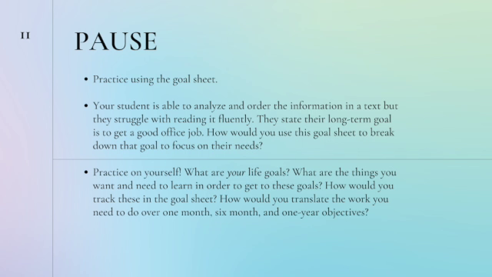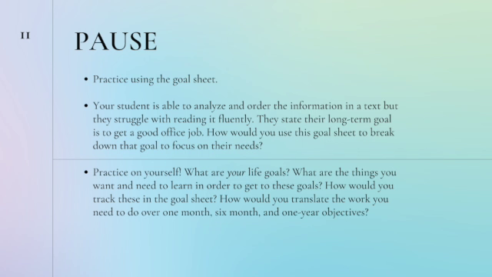Let's look at the student we looked at before, the one with mixed skill levels, that fictional student you were imagining. They are able to, say, analyze and order the information in a text, but they struggle to read it fluently. They state their long-term goal is to get in a good office job. How would you use this goal sheet to break down their goal, to focus on their needs?